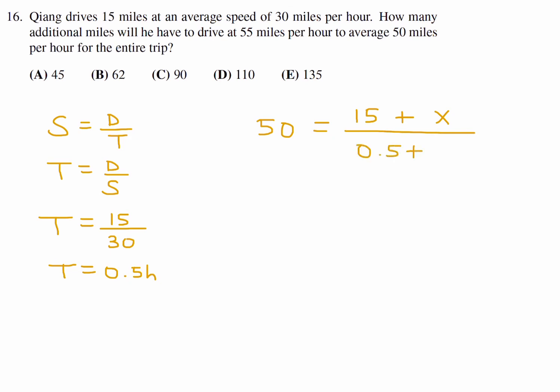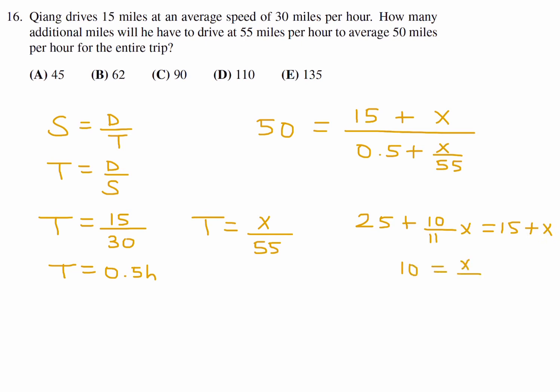And for the second segment, I have to figure out the time independently. The distance over speed: the distance is X, and the speed is 55. So that's what I put here, X over 55. So here's my equation. Cross multiply, and you get 25 plus 50 over 55, which is 10 over 11 x, equals 15 plus x. Then 10 would be x over 11, and cross multiplying, you get 110 for x. So that's the answer. Number 16, choice D is the correct answer.